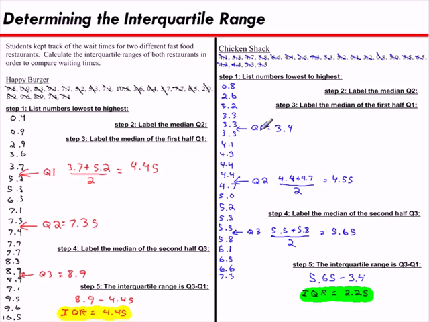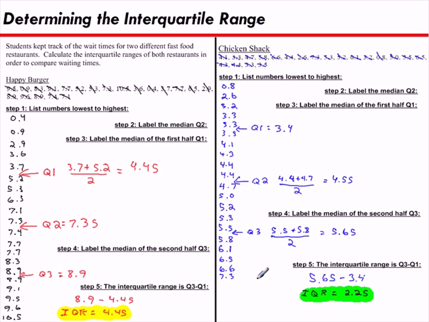How about the range? What does that tell us? 2.25 versus 4.45. Well, the smaller the interquartile range, the more bunched in all of these numbers are. So what it means is the wait times were more consistent at Chicken Shack than at Happy Burger. Because this range is larger, it means the wait times are more spread out. They're not bunched together as closely. So Happy Burger is a little more inconsistent with getting the food to the customer.